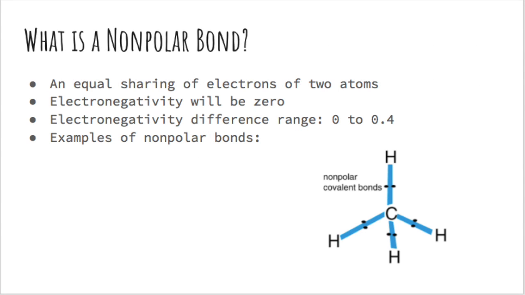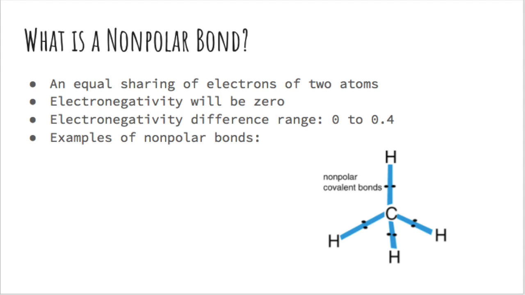Hello, I'm Jacob. So, what is a nonpolar bond? As stated by Nate, nonpolar bonds are a covalent bond. Also, they have an equal sharing of electrons between the two atoms. The electronegativity difference range is 0 through 0.4.